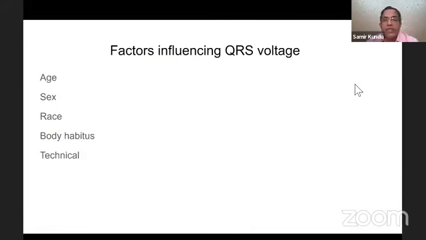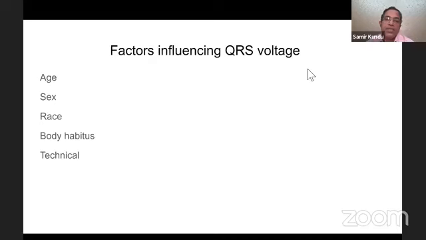Factors influencing QRS voltage. Number one is sex, race, body habitus, and technical factors. Age: in people older than 35 years, the ECG QRS voltage gradually decreases, but in people younger than 35 years, voltage may be high. In females, QRS voltage is slightly lower than in males.